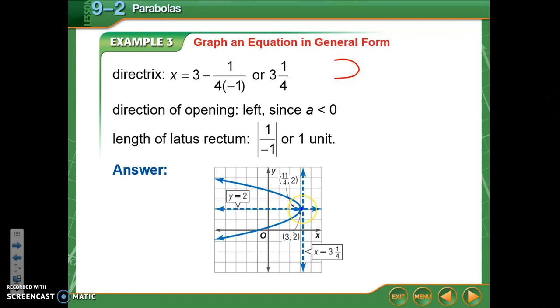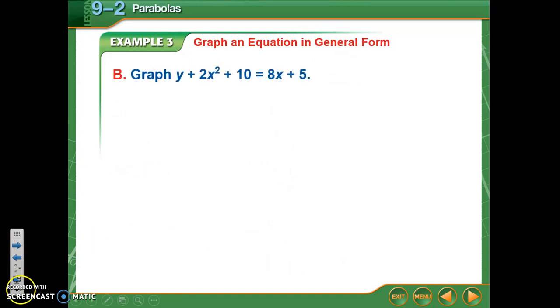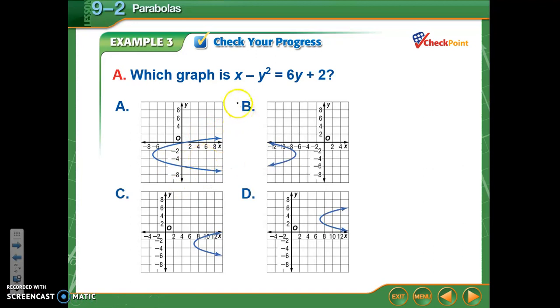Here's my vertex. Here is my focus. My directrix is a vertical line that we draw in as a dashed line, and here is my axis of symmetry. And then I graph my parabola. I plug in a few points and just draw the graph. So I want you guys to identify which graph matches this equation.